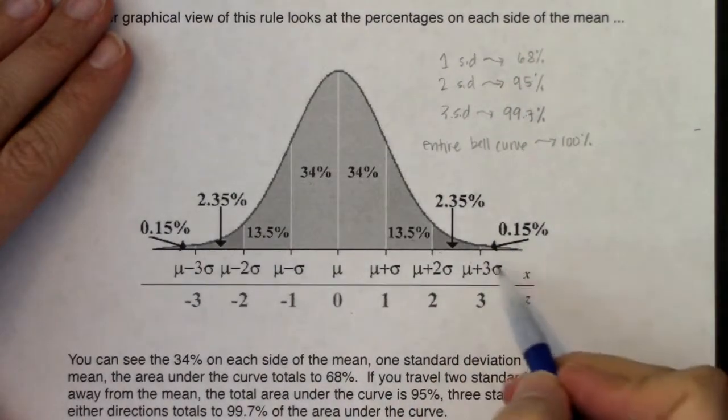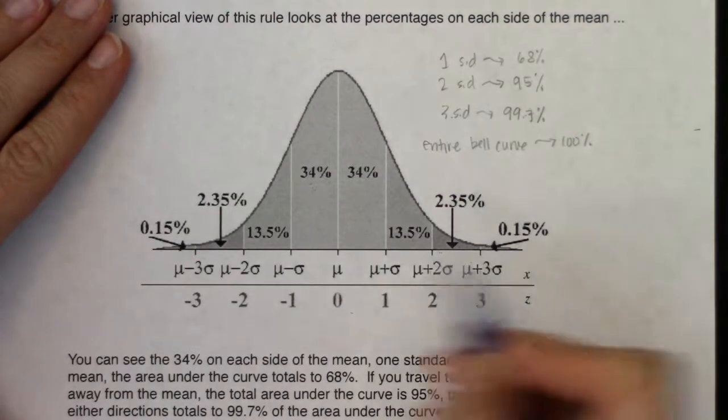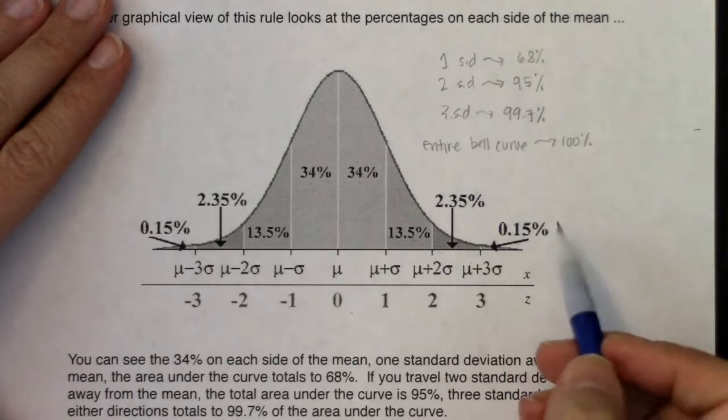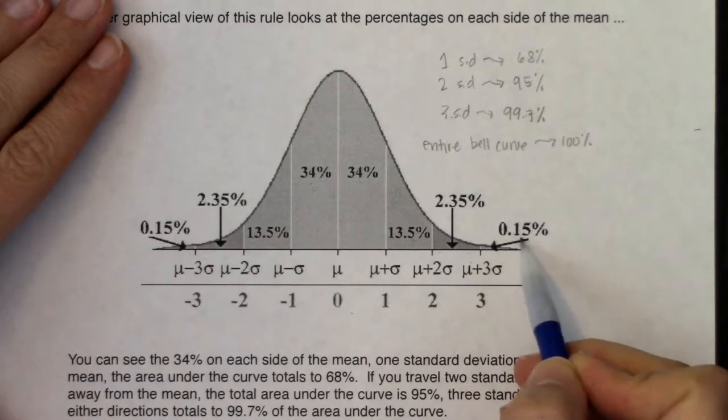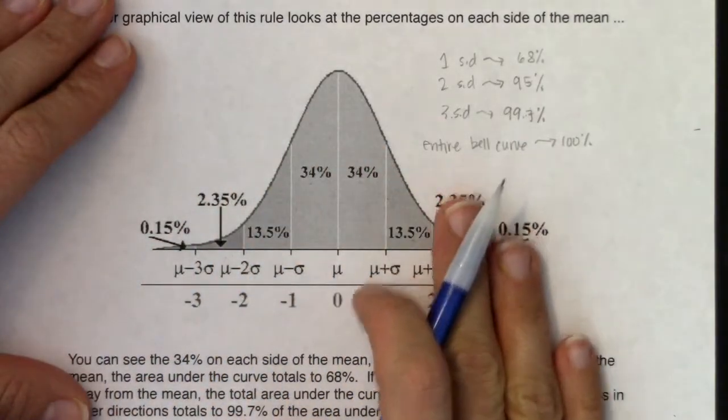Another way of saying that is it's super difficult on a bell curve to be more than 3 standard deviations above or below the mean. It only happens 0.15% of the time. All right, so that's a very, very small decimal. That's 0.0015. So here's how the empirical rule breaks down with symmetry.